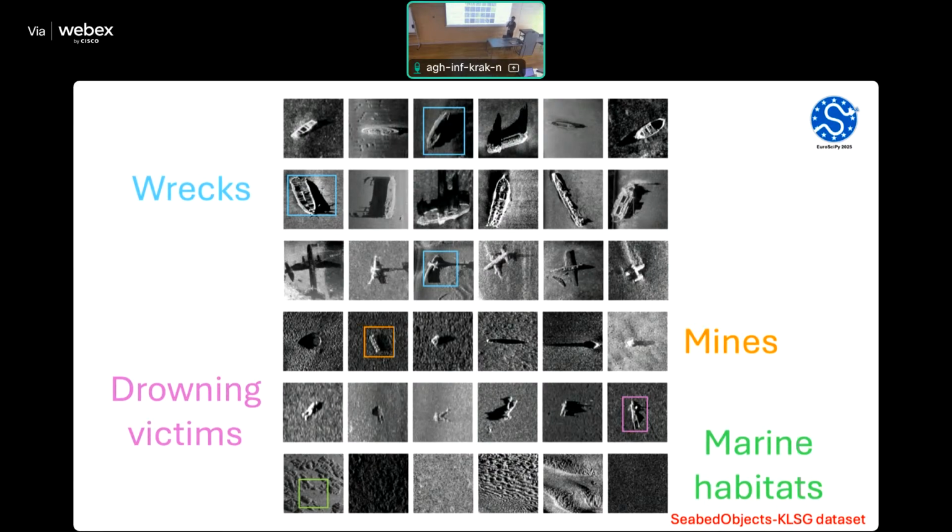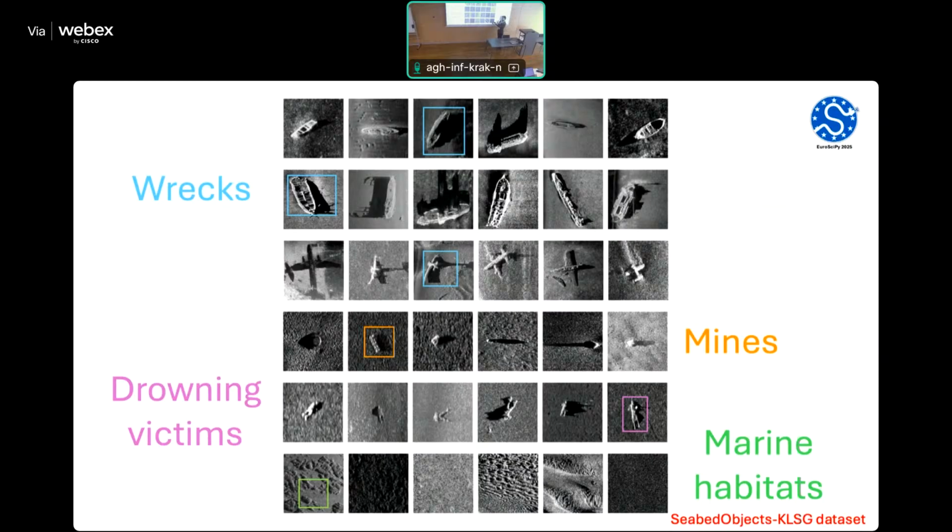This is what seabed objects look like on a sonar image. So you can see you have a lot of wrecks, the Titanic, lying there at the bottom of the Atlantic for a century now. You have airplane wrecks. We cannot forget Malaysian Airlines 370, where sonar was used for finding out what happened to the airplane. We have drowning victims, unfortunately. We have mines, and we have variable seabed.